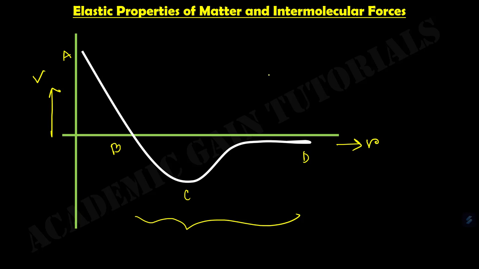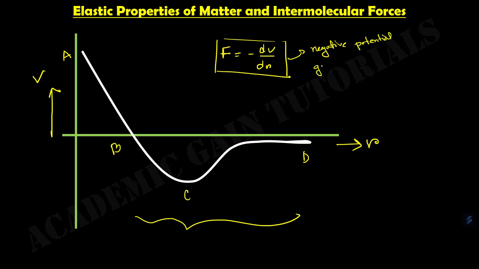The force between molecules is given by F equals minus dV by dr. This is the formula for the force between molecules. To calculate it, we use this formula, which is the negative potential gradient. I hope you understand.